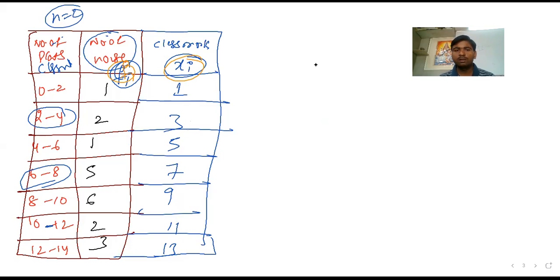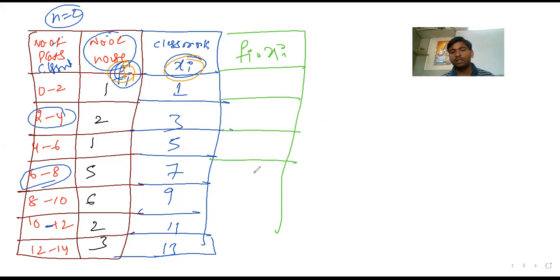You require fi into xi data, because sigma fi xi is required. First of all, you need to find for each case what the fi xi value is. So please multiply and write the answer for the given cases here in all these cases. What is the answer going to be for fi xi? Please tell me the answers for this.